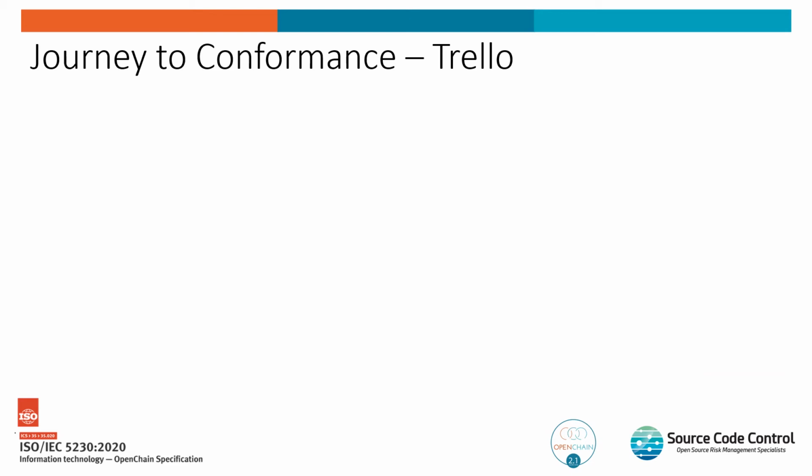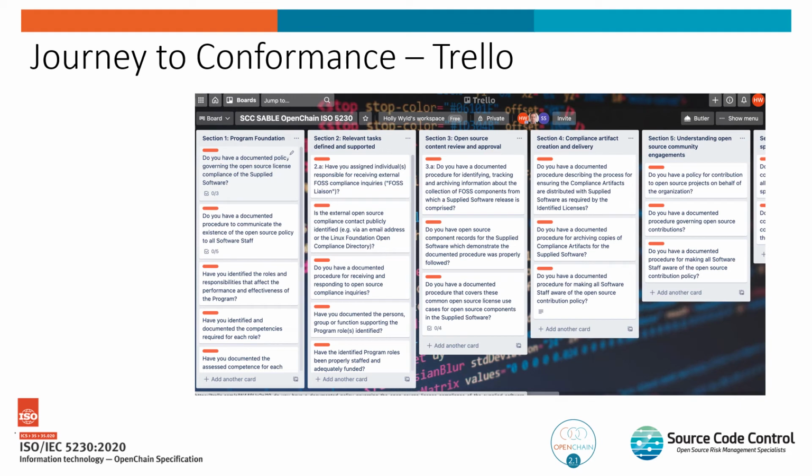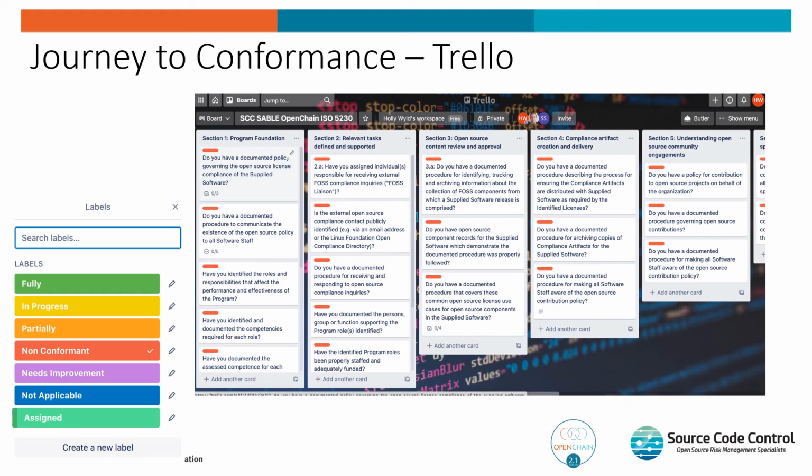Now we will go through a couple of examples to demonstrate the conformance process using Trello. This is typically the starting point for a conformance project. As you can see, the entire board is red. The first step, as previously mentioned, is to determine how your existing processes align with those of the OpenChain ISO 5230 standard. Our OpenChain self-assessment questionnaire will provide the answers for this step, and then the labels can be changed as appropriate. If you are already conformant, the requirement will be labelled green. If you are partially conformant, orange, or if non-conformant, red.